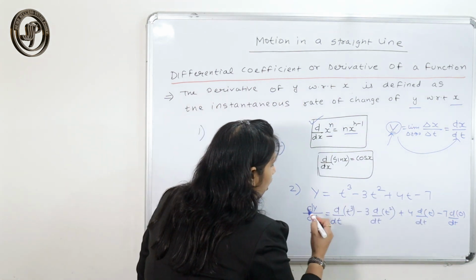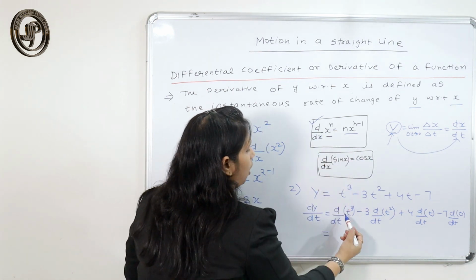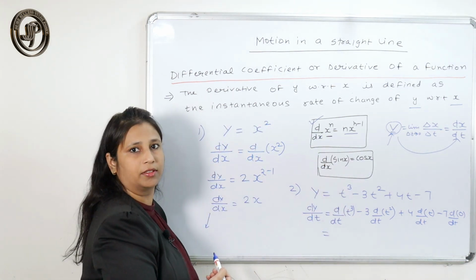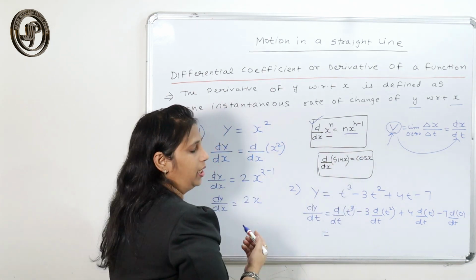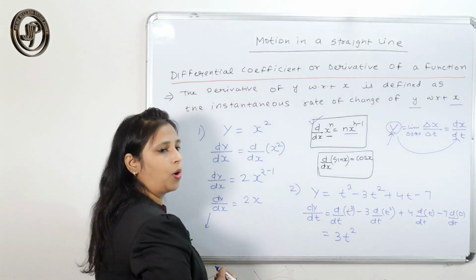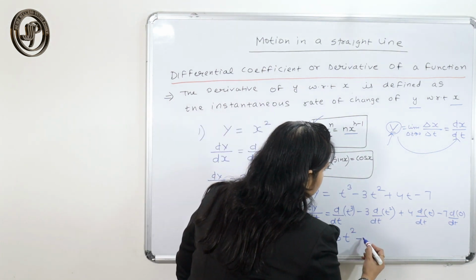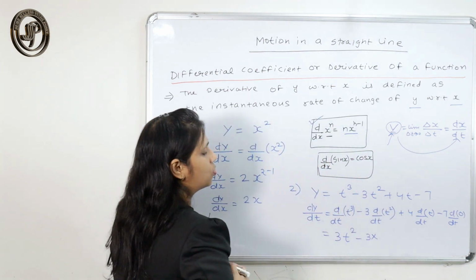Now it becomes what? If you apply this formula over here, what will you get? For t cube, here your n will be 3. So here you will get 3t square, minus 3 into, it is t square.